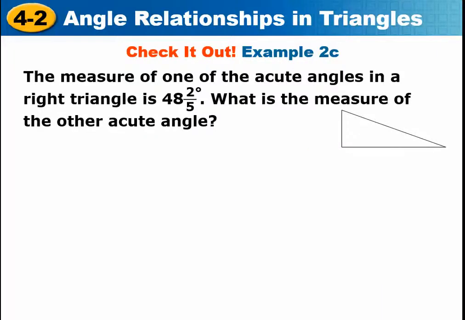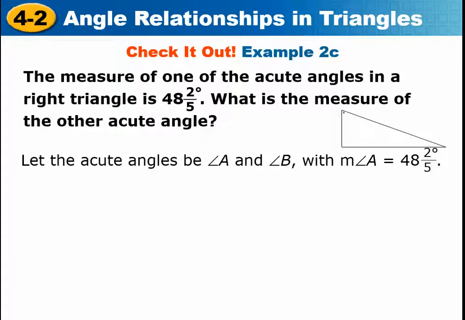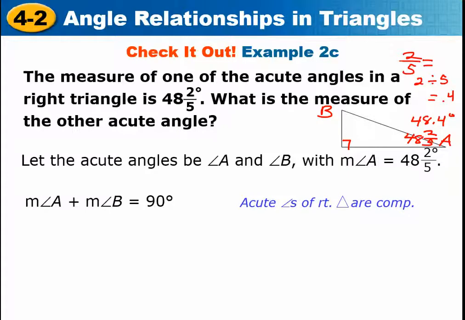And here's one that we might get a numeric answer for. We'll call this A, B, and here's our 90-degree angle. So over here we have 48 and 2/5. It's a fraction. Some of you may prefer to change that to a decimal. So take 2 divided by 5 and you'll get 0.4, which means that this would be 48.4 degrees if you prefer. And then we would say that the sum of those is equal to 90 because it's a right triangle.